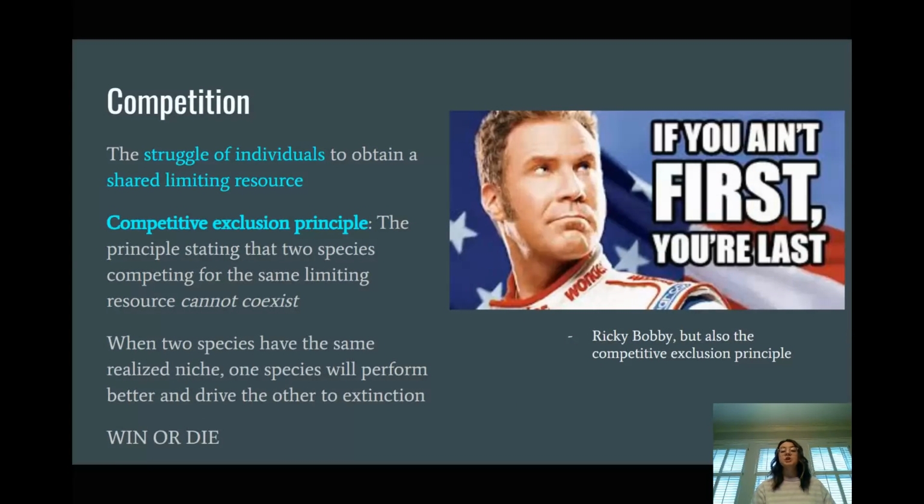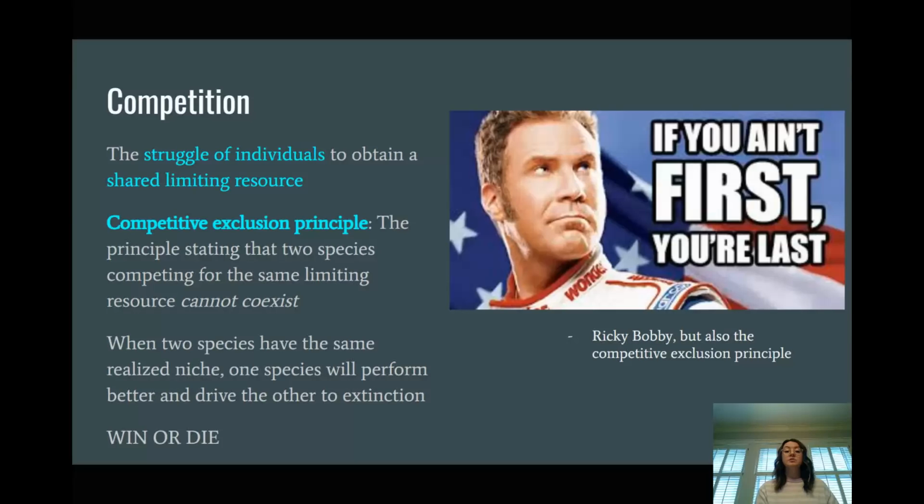Competition is when you have two individuals struggling over a shared limited resource, or it can be two species struggling over a shared limited resource. But regardless, they're going to be competing over the same thing. There are 2 different principles that we're going to look at here. The first is the competitive exclusion principle. And really these are just models.